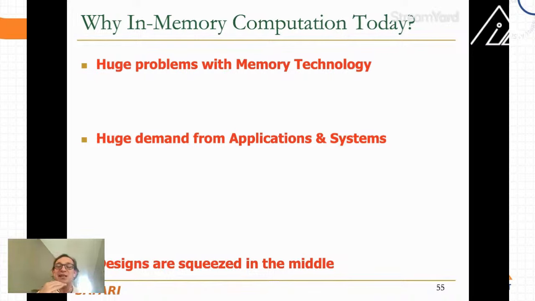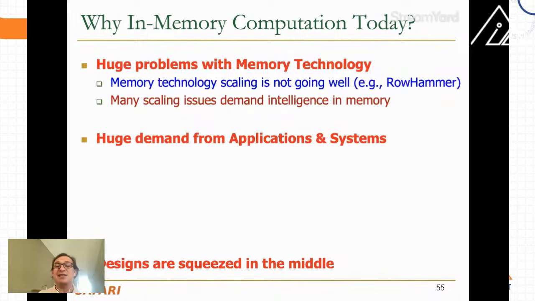We're having problems with memory technology. Memory technology scaling is not going well. I'm going to talk very briefly about this. There are issues like rowhammer that create fundamental robustness issues, including reliability issues, security issues, availability issues. And many of these technology scaling issues demand intelligence in memory. So we cannot easily increase memory performance anymore. As a result, we need to figure out how to use existing memories, with not so fast increasing performance, so that they can scale better.